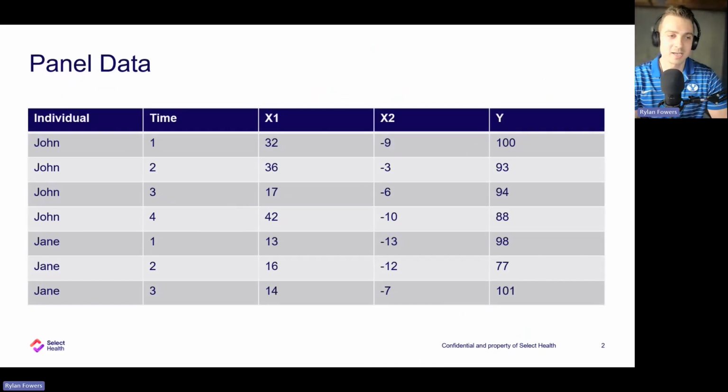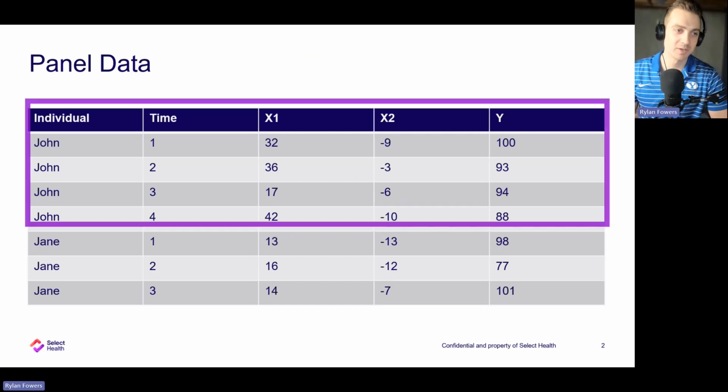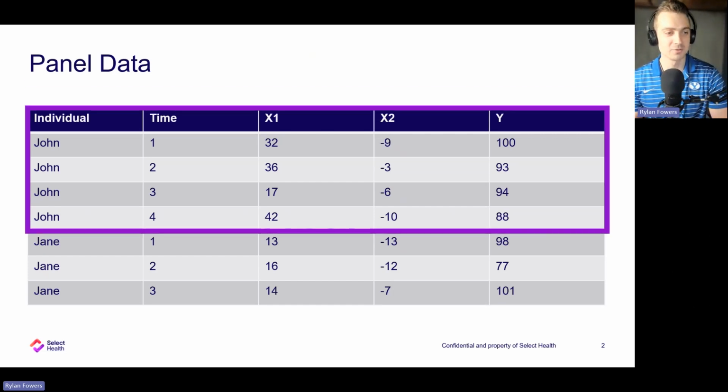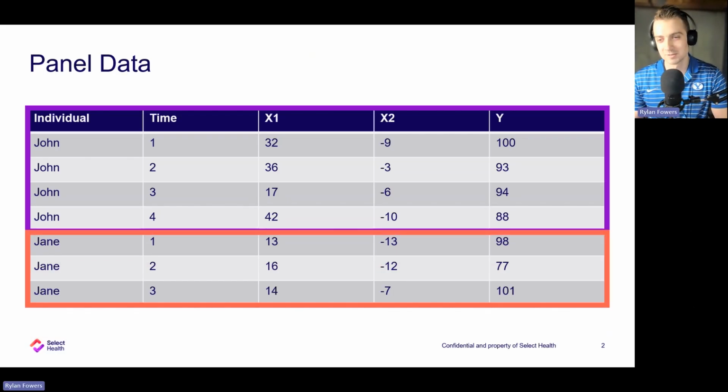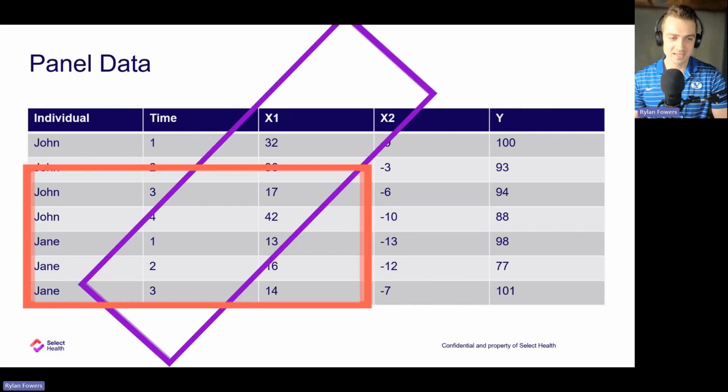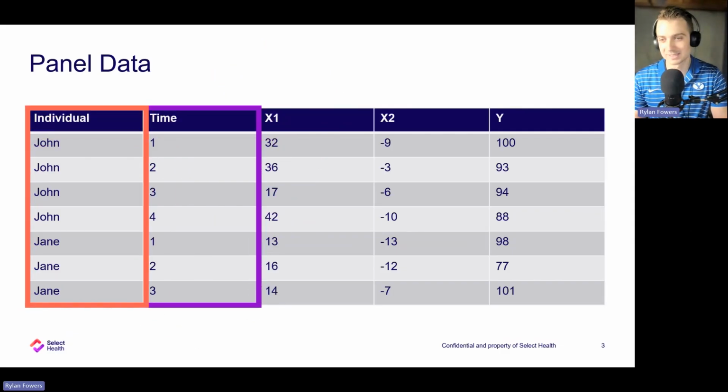All right, so what is panel data? What is meant by panel data? Well, panel data is essentially a data set made up of multiple time series. So for example, you can see my little sample here. We have a time series for this individual named John, and we have a time series for this individual named Jane, multiple time series. The key element to identify panel data is the various individuals or entities being measured through time. So you have John being measured through time 1, 2, 3, 4, Jane being measured through time 1, 2, 3.